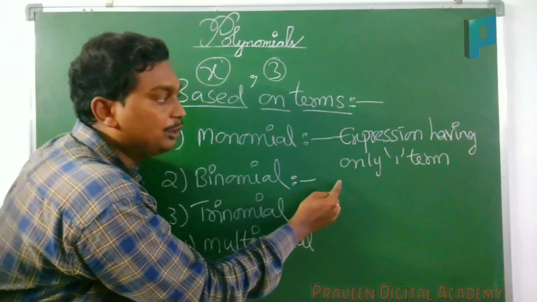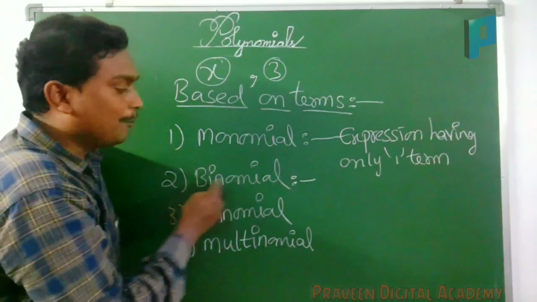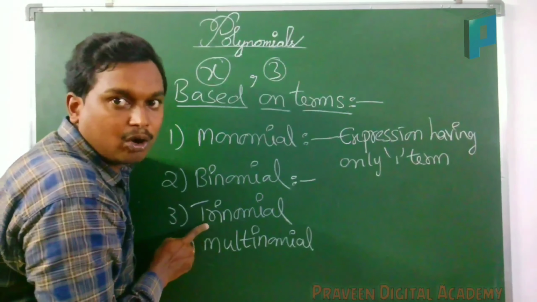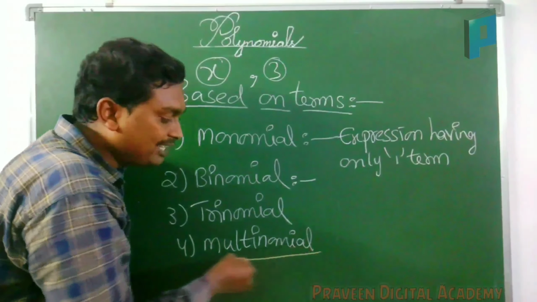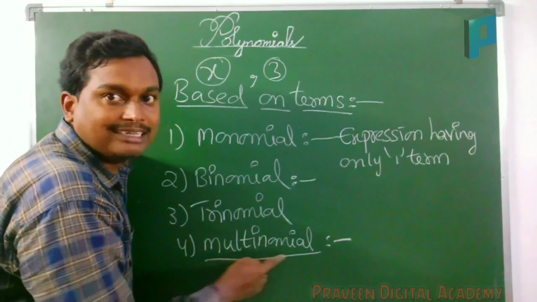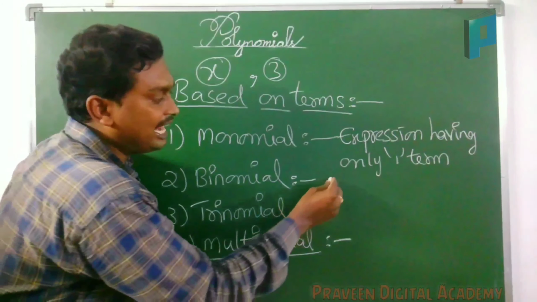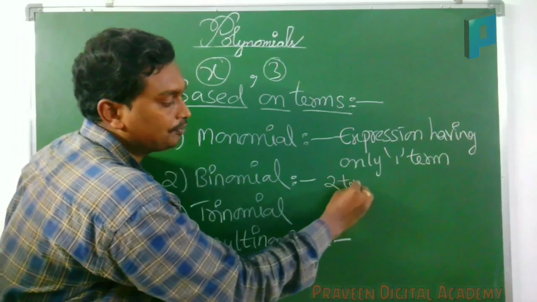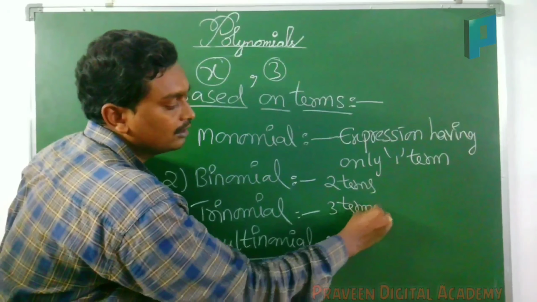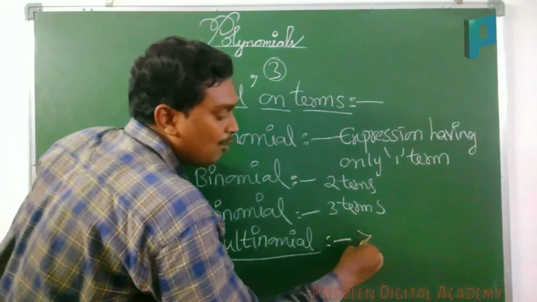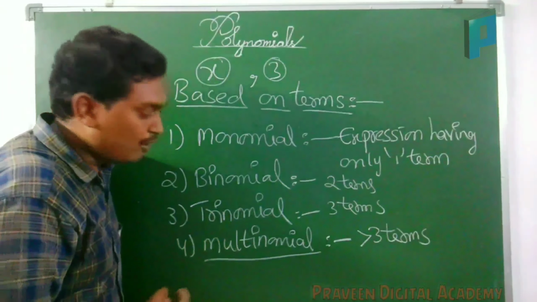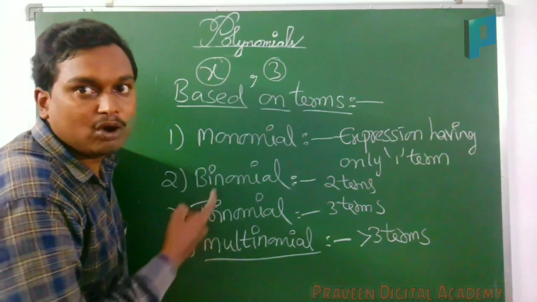An expression having 2 terms is called a binomial. An expression having 3 terms is called a trinomial. An expression having more than 3 terms is called a multinomial. Here the expression will have 2 terms. Here the expression will have 3 terms. Here the expression will have more than 3 terms. Such a type of expression is called a multinomial.